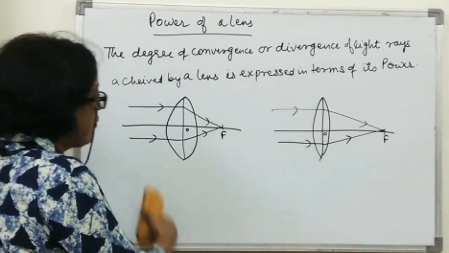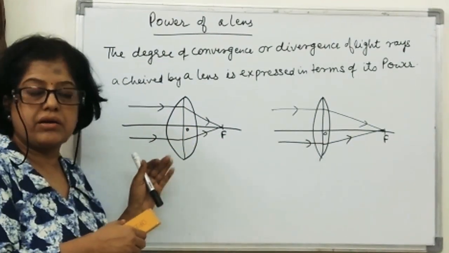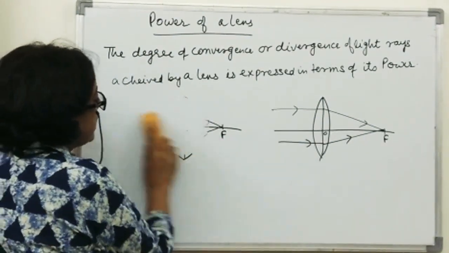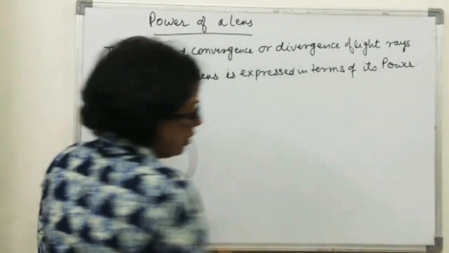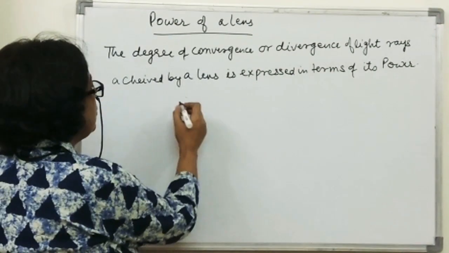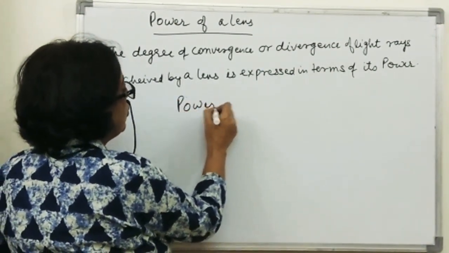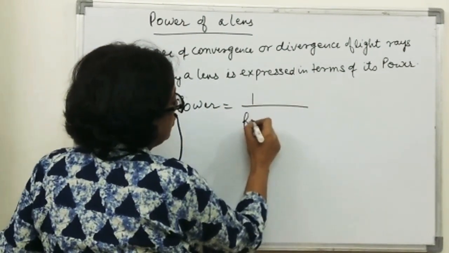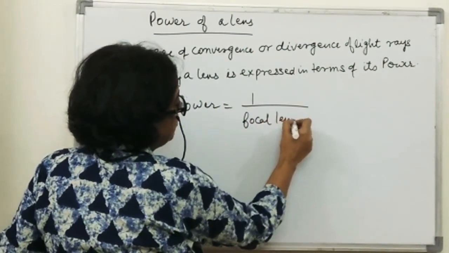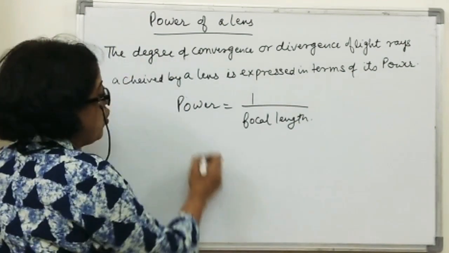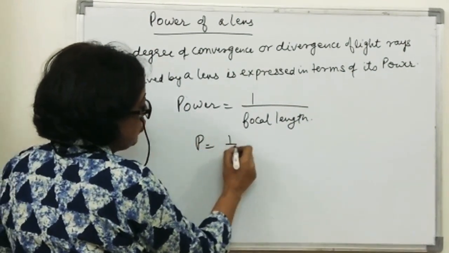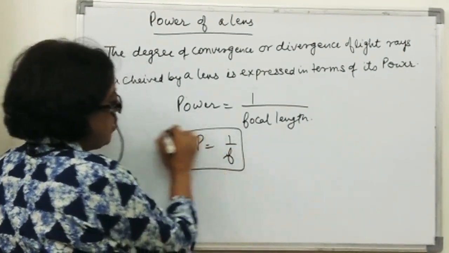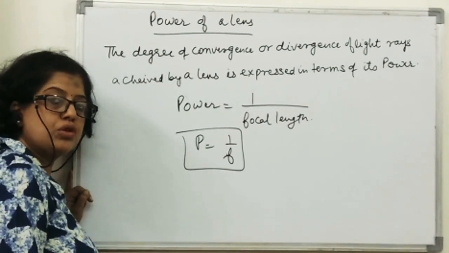Fine. So therefore, from these diagrams we conclude that power is equal to 1 upon focal length of the lens. This is how we calculate power of the lens. Or in short, I can say P is equal to 1 by F, 1 by focal length. P is what we use to denote power.